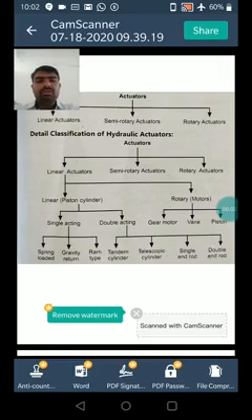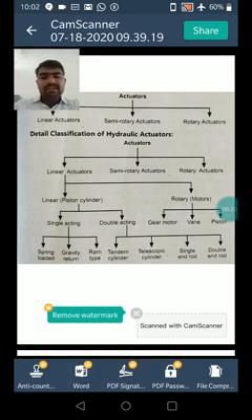Hi friends, now we see the second unit of hydraulic and pneumatic. The second unit name is actuator and power unit. In that, first, linear and rotary actuator. In that we see the first classification of hydraulic actuator.